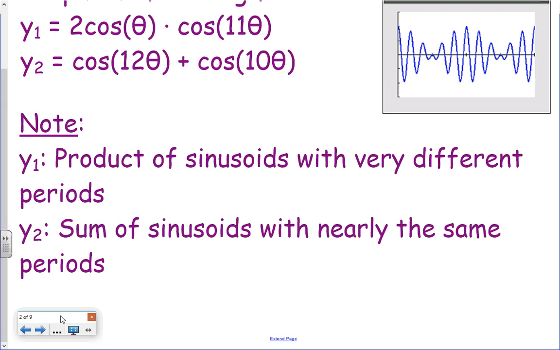that I have in y1, a product of two sinusoids, and I can rewrite that somehow as the sum of two sinusoids, like y2. These two graphs were equal to each other, so there must be some way that I can make that connection between these two, that a product and a sum can be rewritten the same way.